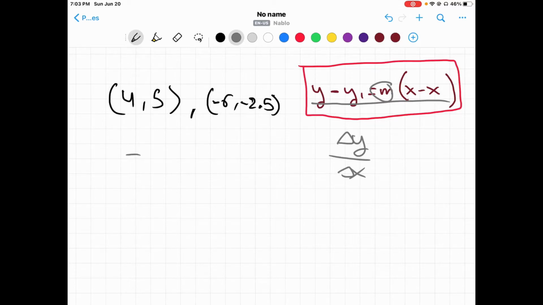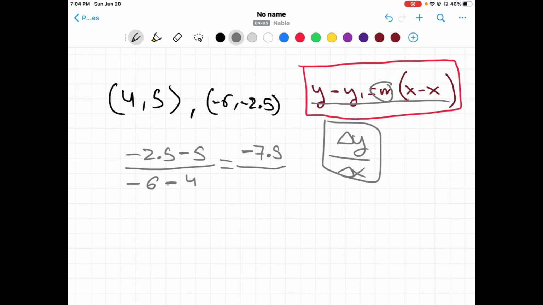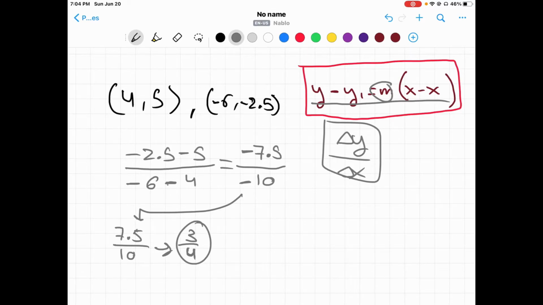So, negative 2.5 minus 5 over negative 6 minus 4. So now this is going to equal negative 7.5 over negative 10. Now this would be 7.5 over 10. This is negative divided by negative will give you a positive. And now this would simplify into 3/4. This will be the simplest form. So the slope is 3/4.